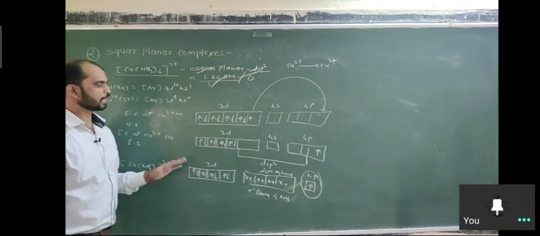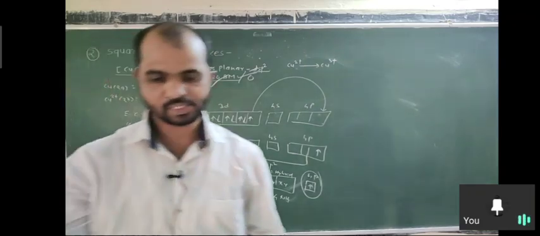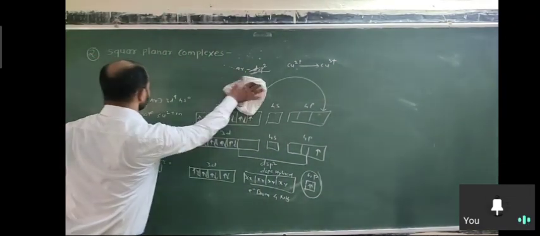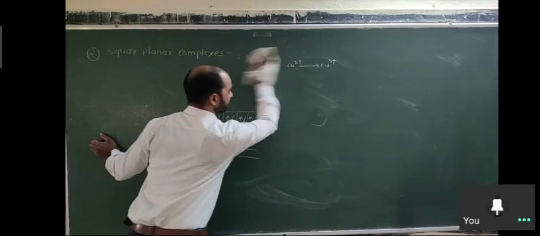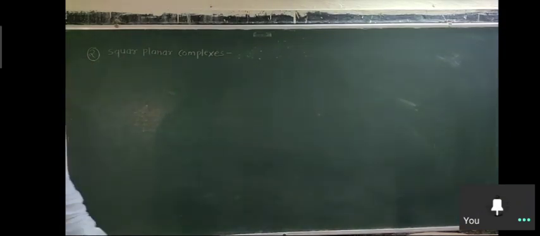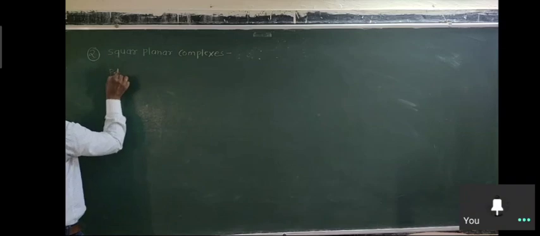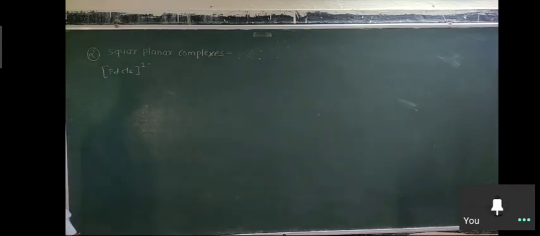So this is the failure of valence bond theory. So it is the second example. There is one more example, PdCl4 2 minus, and then we stop.